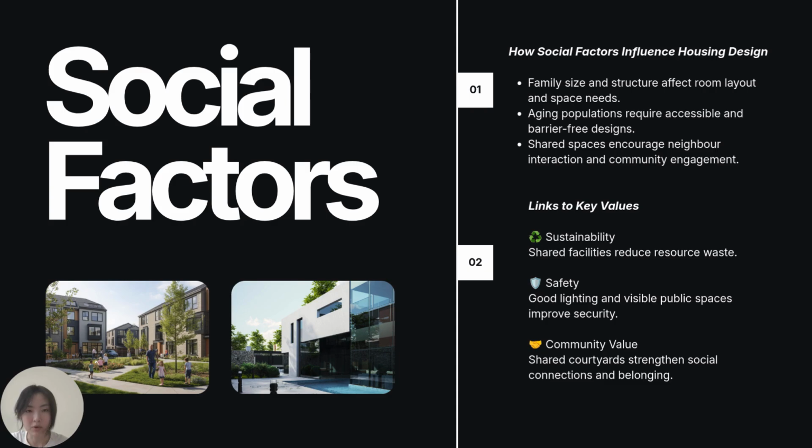Social factors play an important role in housing design because homes need to meet the needs of the people who live in them. First, family structure affects the layout and size of the home. For example, a larger family may need more bedrooms and shared living areas, while a smaller family often prefers open-plan space. As the population ages, housing design also needs to include accessibility features such as ramps, wider doorways, and non-slip flooring to ensure the comfort and safety of elderly residents.